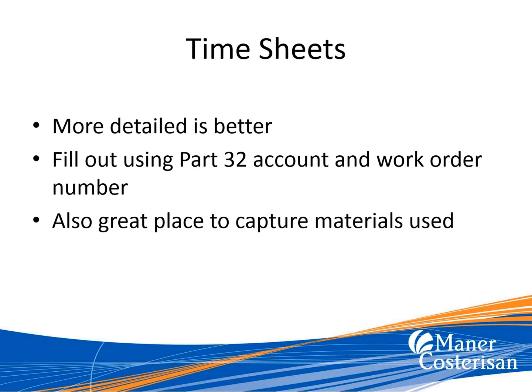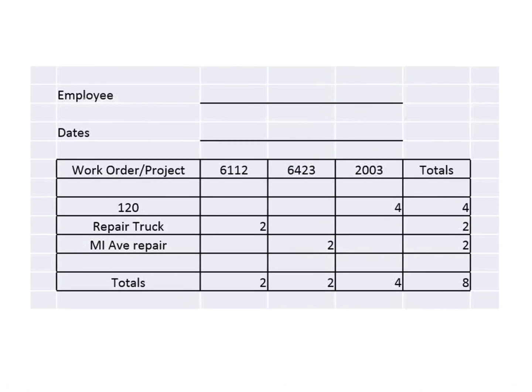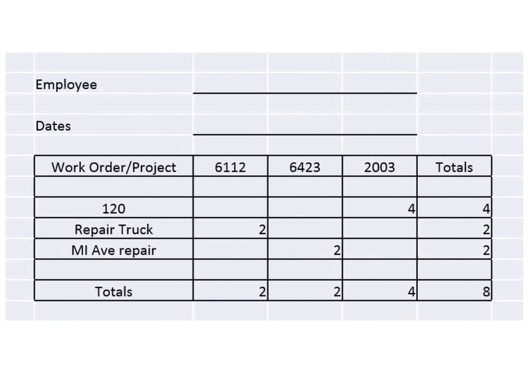Here we have a simple example of a timesheet format. Timesheets can be done daily, weekly, or any other format that works for your company. This timesheet is an example of a daily timesheet. We have the Part 32 accounts 6112, 6423, and 2003 across the top, and the work order number or project description down the side. The employee on this timesheet worked 4 hours on work order number 120 and 4 hours on repairs for vehicles and cable for an overall of 8 hours for the day.